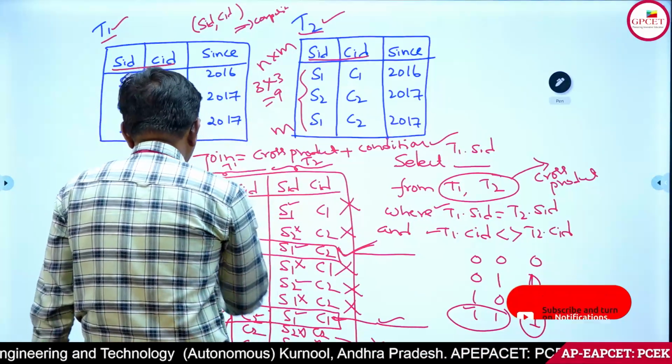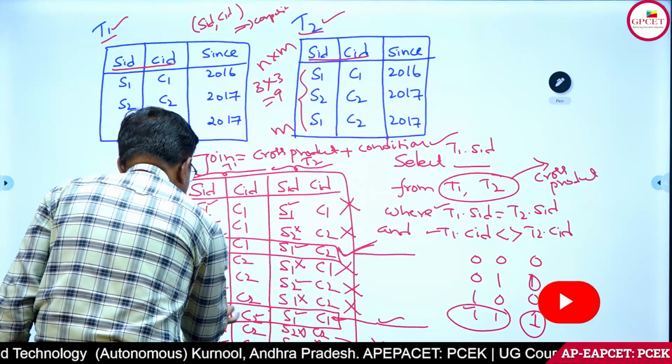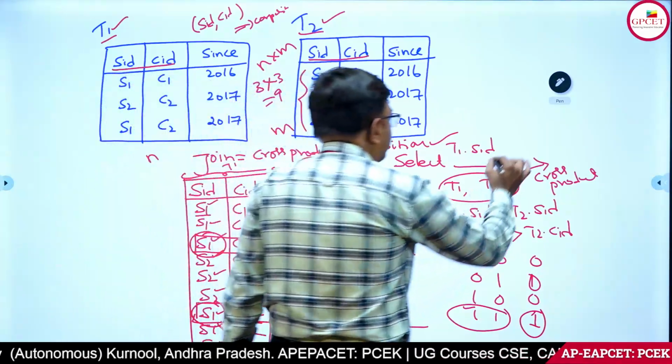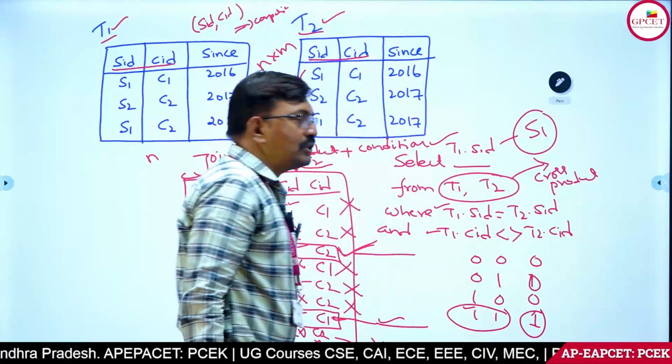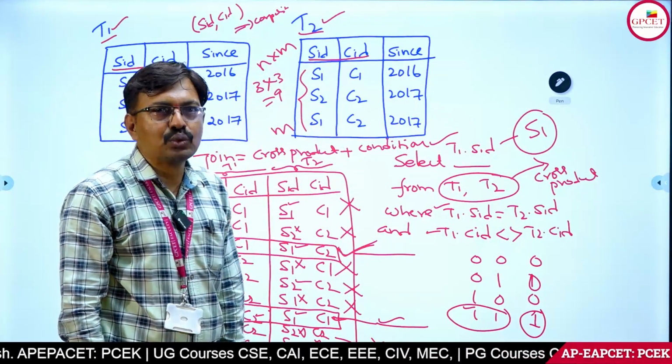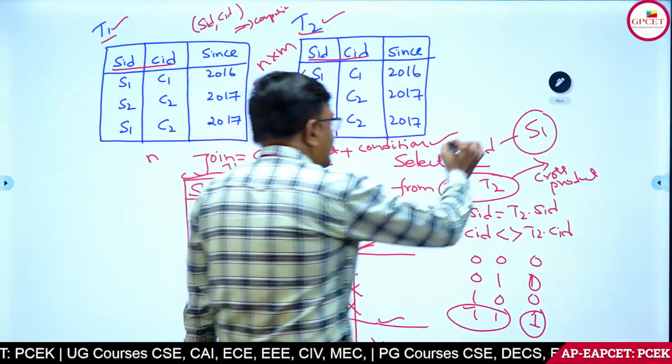Observe here, the student ID is S1. What is the output? The output is S1. S1 is the correct answer, because student S1 can join the two courses.